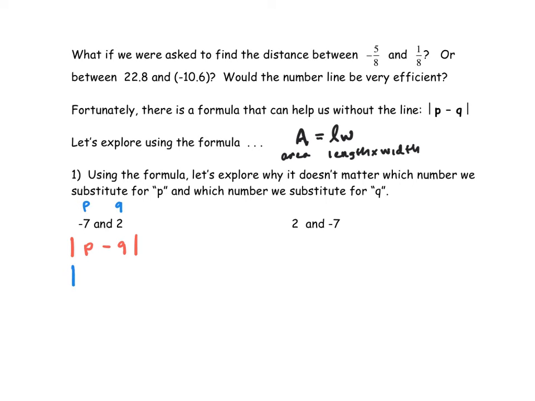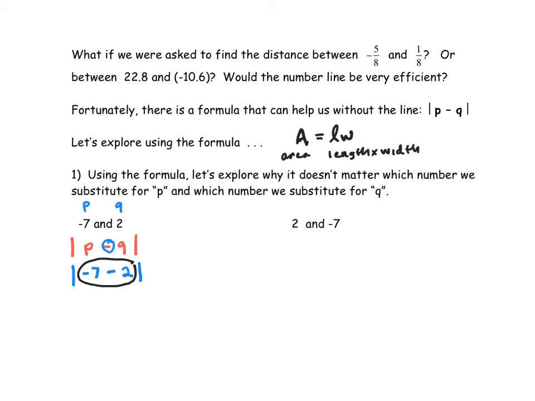So I still have to keep these absolute value bars, but I'm going to replace P with -7. This minus sign is part of the formula, and I'm going to replace Q with the number 2. So now, kind of like a set of parentheses, we're going to do what's inside the parentheses first. So that means I'm going to go ahead and try to work with just numbers inside, and I'm going to ignore those absolute value bars right now.